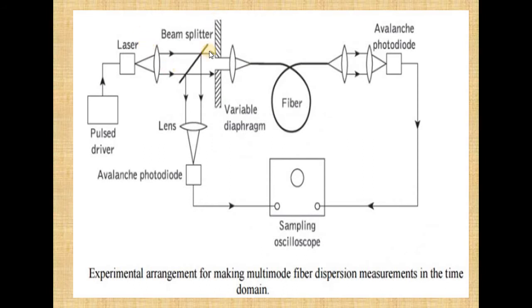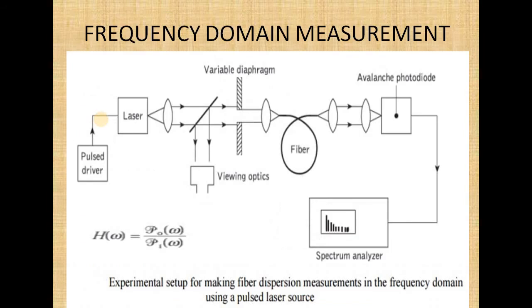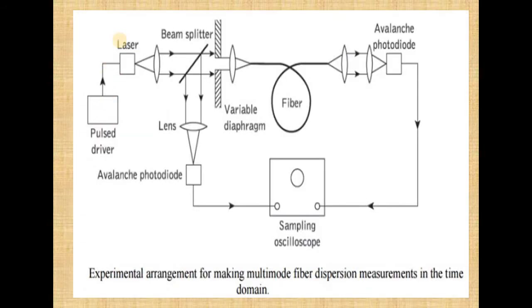This arrangement gives you the measurement of dispersion in the time domain. Here we are going to use the pulse driver. It is going to produce an optical pulse of time duration 100 to 400 picoseconds. Then it is passed to your optical source by means of fast driving electronics. These pulses travel down the length of the fiber under test and are broadened due to the various dispersion mechanisms.